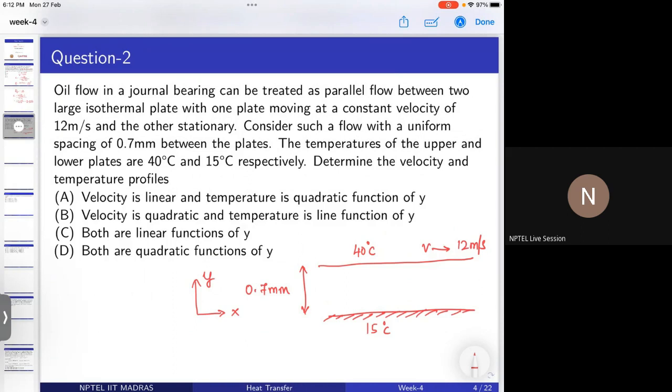The temperature and velocity profiles. So for the velocity profile, you can start with the Navier-Stokes equation, and you can neglect the terms that are not applicable for this case. And so this will lead to the velocity profile. And for the temperature profile, you have to write down the energy equation, and you have to neglect the terms that are not applicable. That will lead to the temperature profile.